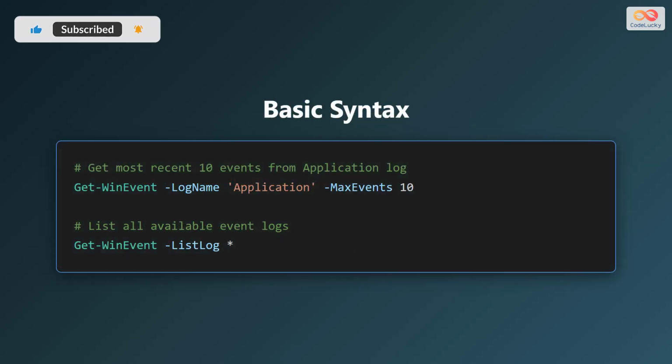The basic syntax of Get-WinEvent is straightforward. To retrieve the most recent 10 events from the application log, you use the -LogName parameter followed by the log name in quotes, and the -MaxEvents parameter to limit the results. The command looks like Get-WinEvent -LogName Application -MaxEvents 10. If you want to see all available event logs on your system, you can use the -ListLog parameter with an asterisk wildcard. This returns a complete list of every event log available, which is incredibly useful for discovering what logs exist on your machine.